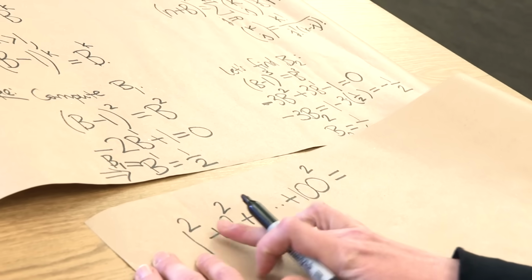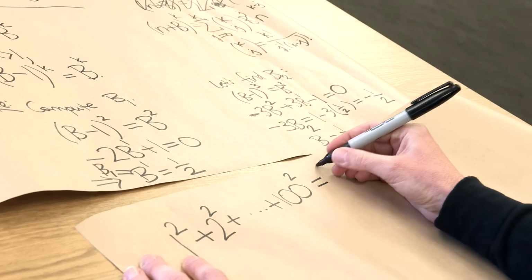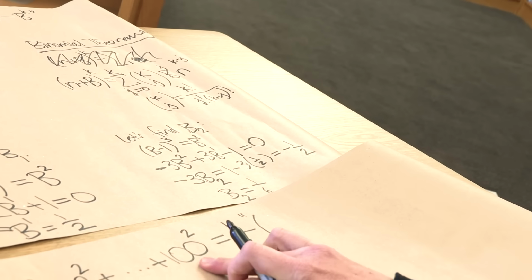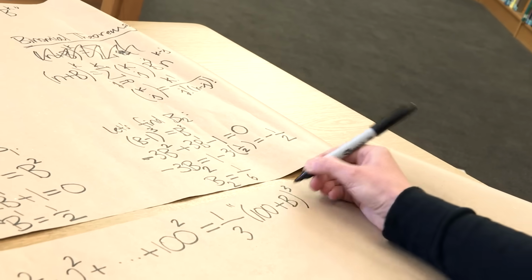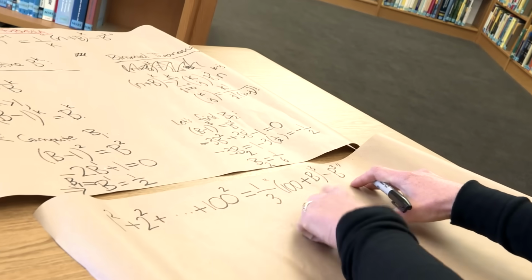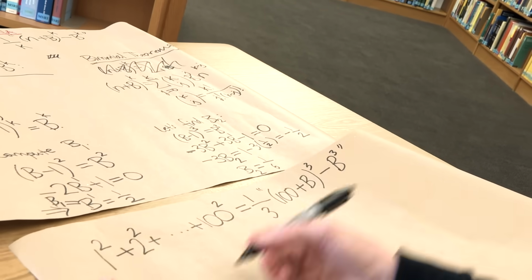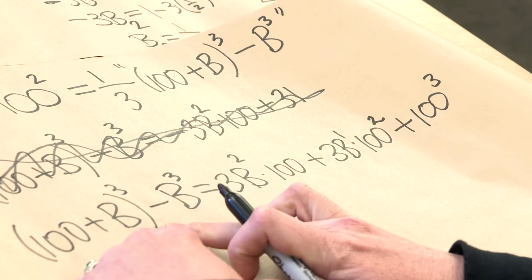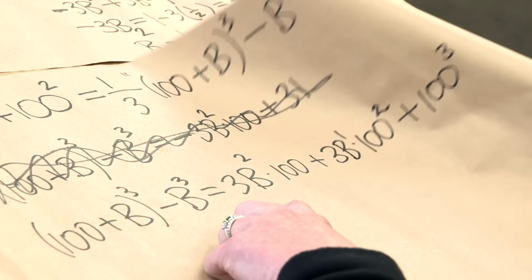On the left-hand side, we wanted the k minus 1, so that tells us k must be 3. So we have 1 over 3 here. And then we have our n is this guy, so that's (100 plus b) cubed minus b cubed. And we're just in this little example going to expand what this looks like. (100 plus b) cubed minus b cubed equals 3b squared times 100 plus 3b times 100 squared plus 100 cubed. And then I have a b cubed here that cancels this b cubed. So this is what we get.